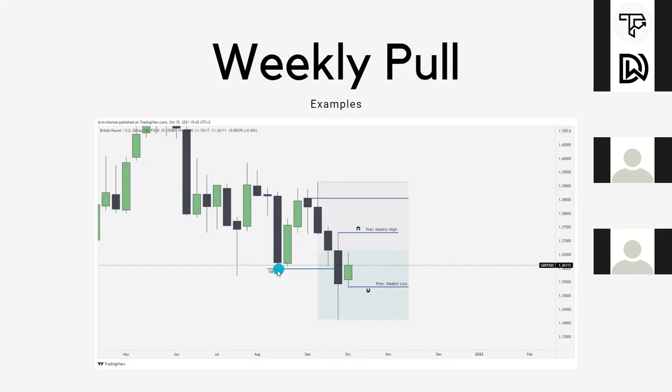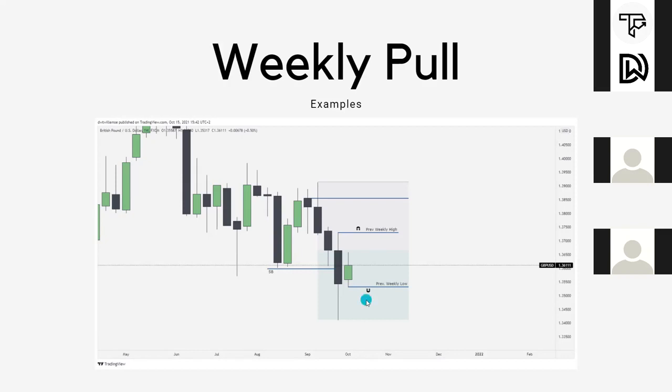Also, we broke structure towards the downside, body close, and we are in discount. So where do we move from discount to premium? The one confirmation that we have is that we move from premium to discount on all time frames. So weekly, daily, 4 hour, 1 hour, we move from premium to discount.